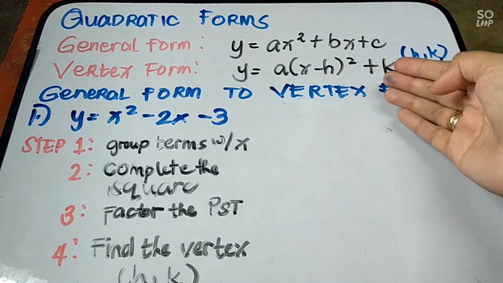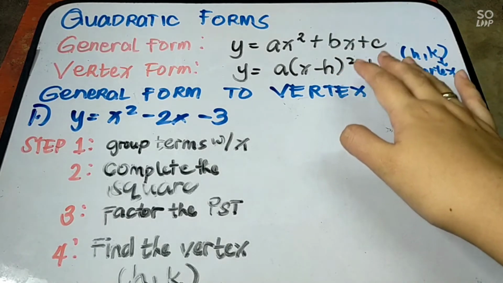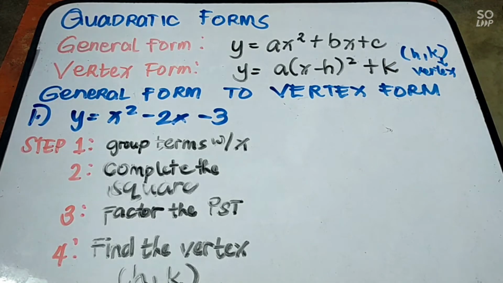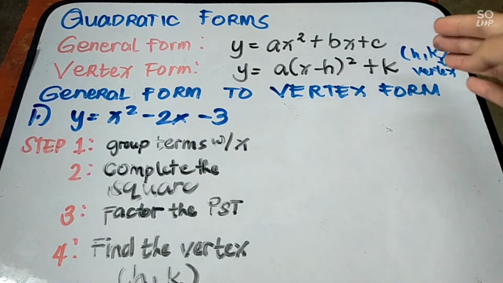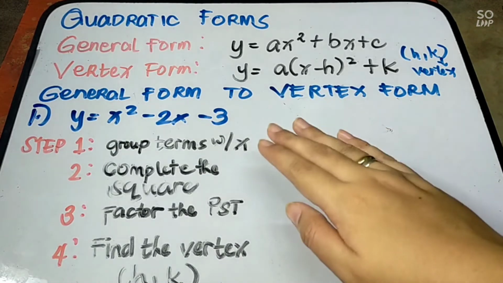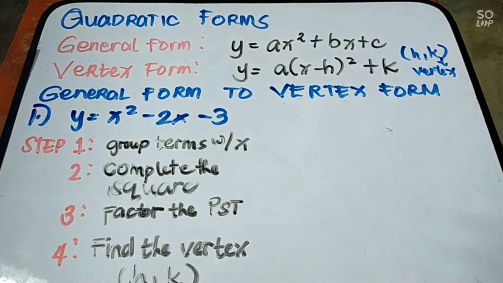Itong si vertex form, ito ginagamit natin to madalas kapag tayo ay mag-graph ng quadratic function. So, mas madaling mag-graph ng quadratic function kung alam mong mag-change ng general form into vertex form. Now, let us have this one. General form to vertex form. We have y is equal to x squared minus 2x minus 3.